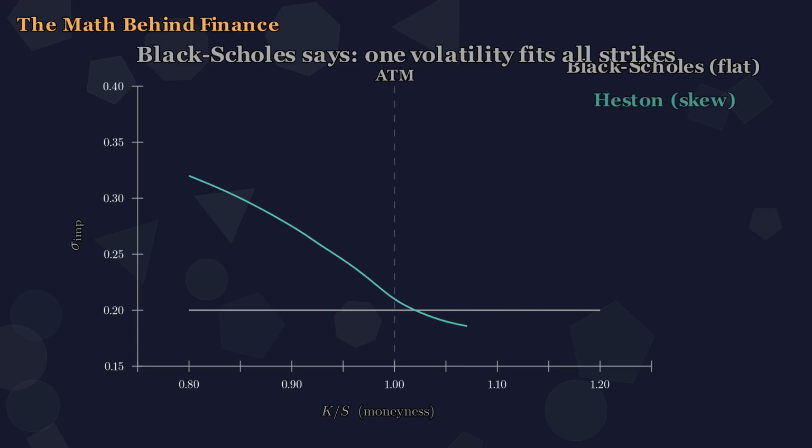First, Heston's stochastic volatility from episode 15. When spot and volatility are negatively correlated, the left tail gets fatter. OTM puts become expensive, OTM calls become cheap. The result is a downward sloping skew.